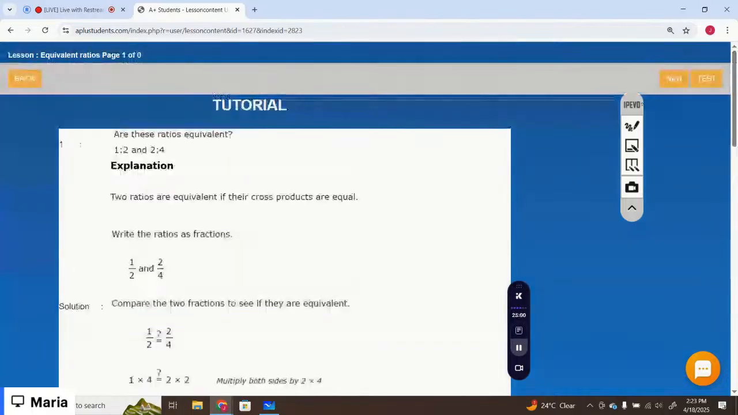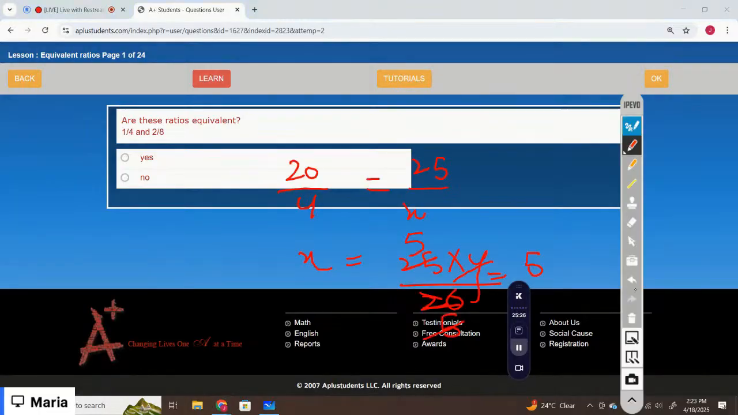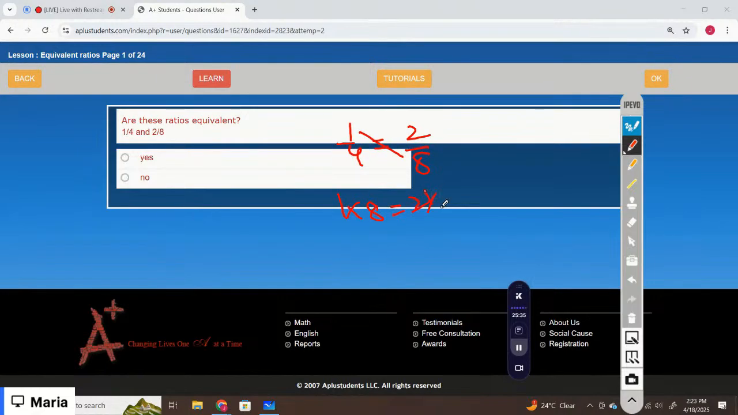Let's just start with the test questions. Are these ratios equivalent: 1/4 and 2/8? 1/4 equals 2/8. So just cross multiply. 1 times 8 equals 2 times 4. 1 times 8 is 8 and 2 times 4 is 8. So both sides are exactly equivalent.